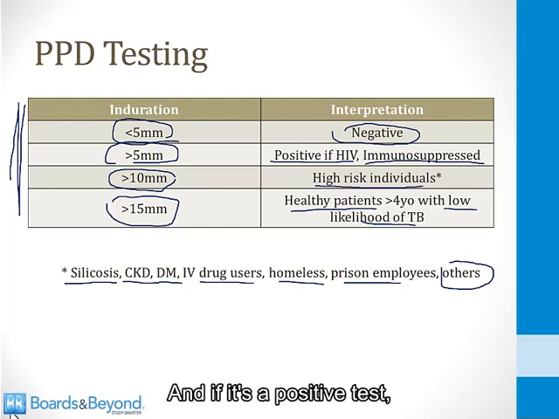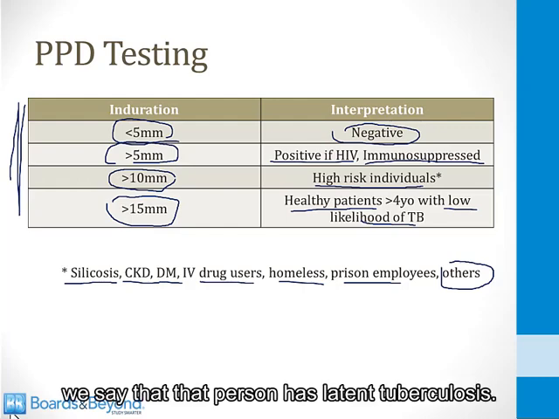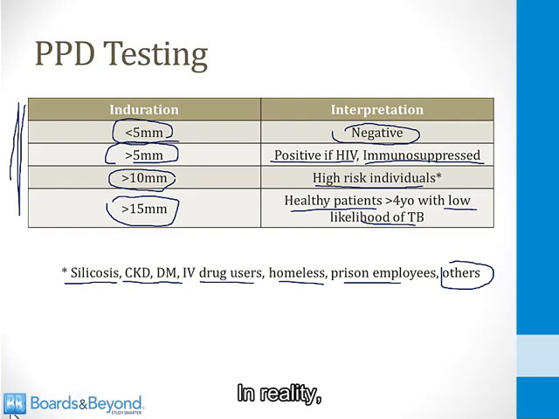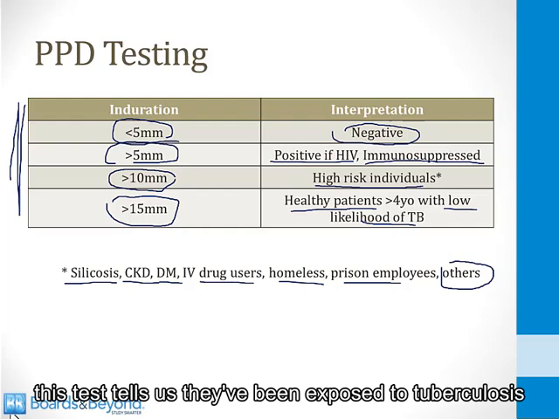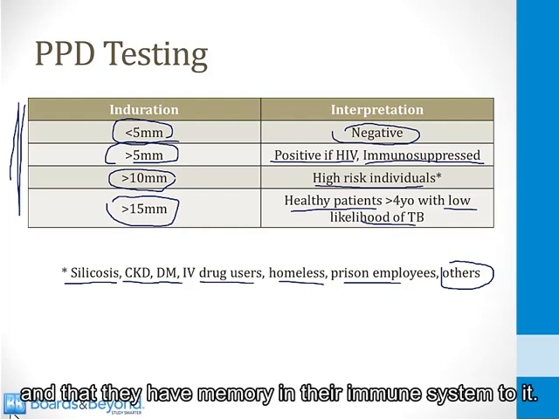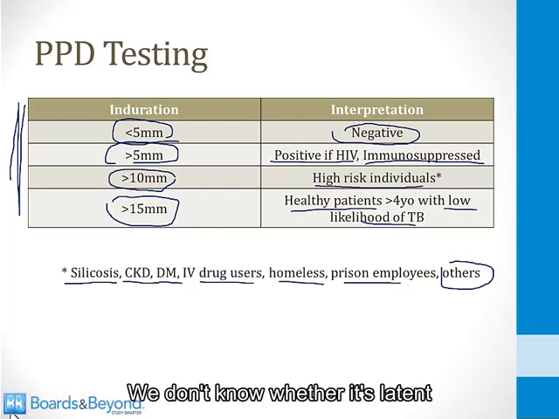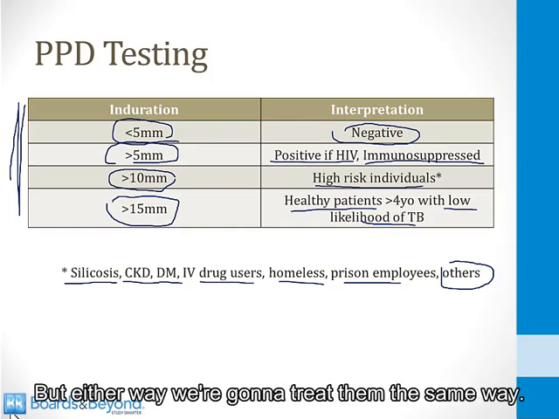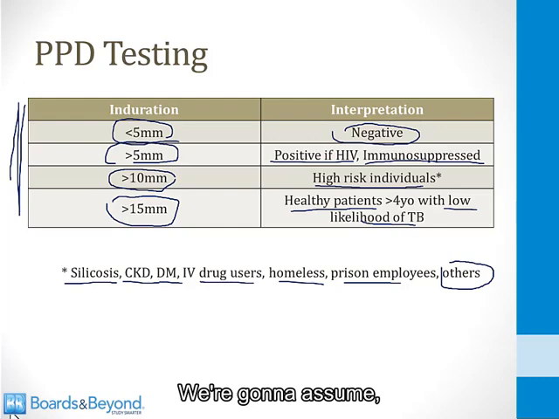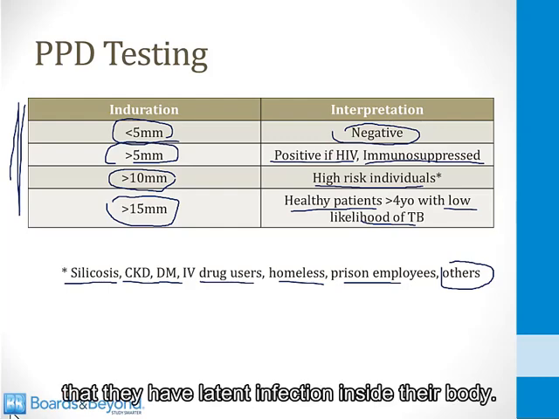And if it's a positive test, we say that that person has latent tuberculosis. Now, in reality, this test tells us they've been exposed to tuberculosis and that they have memory in their immune system to it. We don't know whether it's latent or whether they completely cleared it. But either way, we're going to treat them the same way. We're going to assume that they have latent infection inside their body.